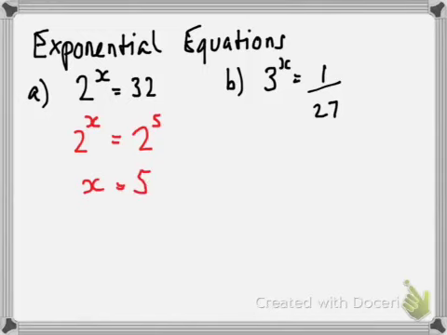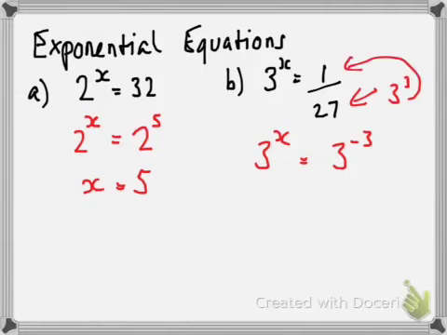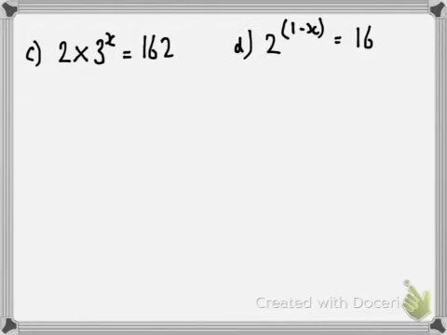3 to the power of x equals 1 on 27. 3 to the power of x equals 3 to the power of negative 3. Remember that 27 is 3 to the power of 3. If we bring that to the top there, to the numerator position, it becomes 3 to the power of negative 3. And there we get x equaling negative 3.